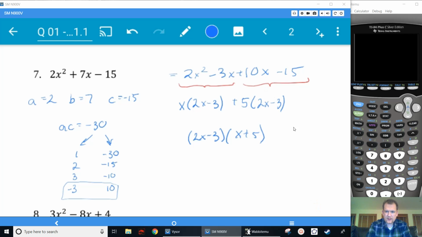Just lost my screen there. I hope it didn't mess the video up.